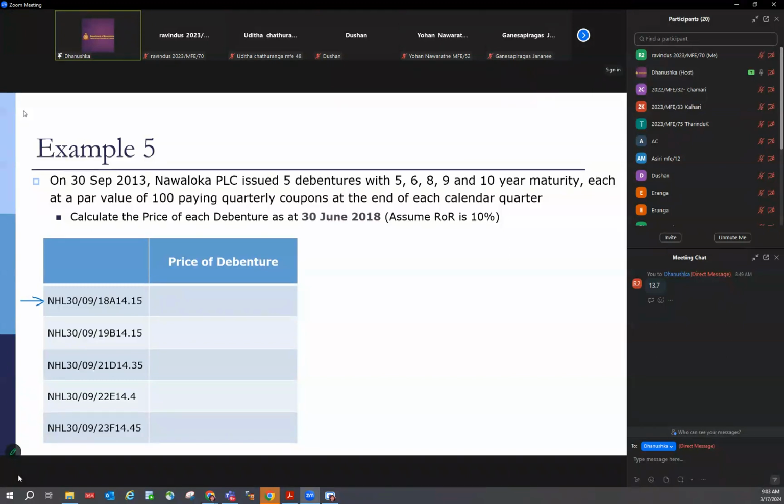No, Johnny, I think you are not taking the frequency into consideration for one of the variables. Just double check again. Remember, this debenture was issued in 2013. And now, today, it is 2018, June.